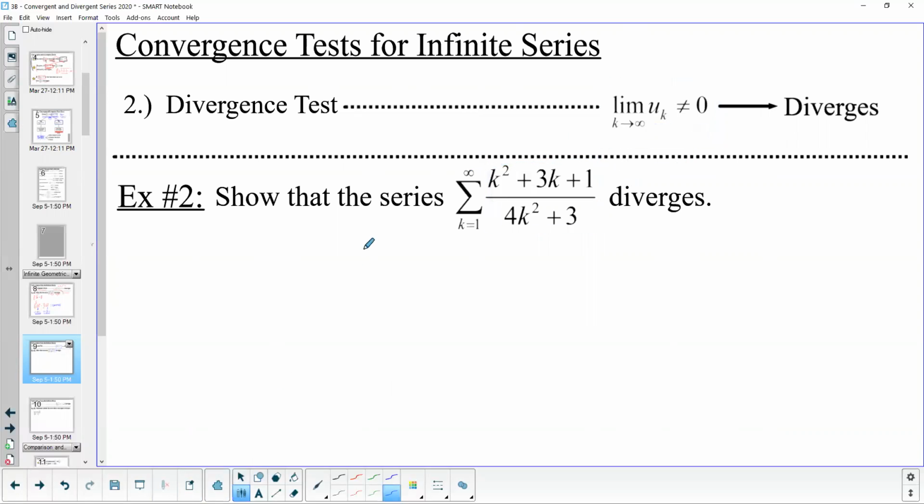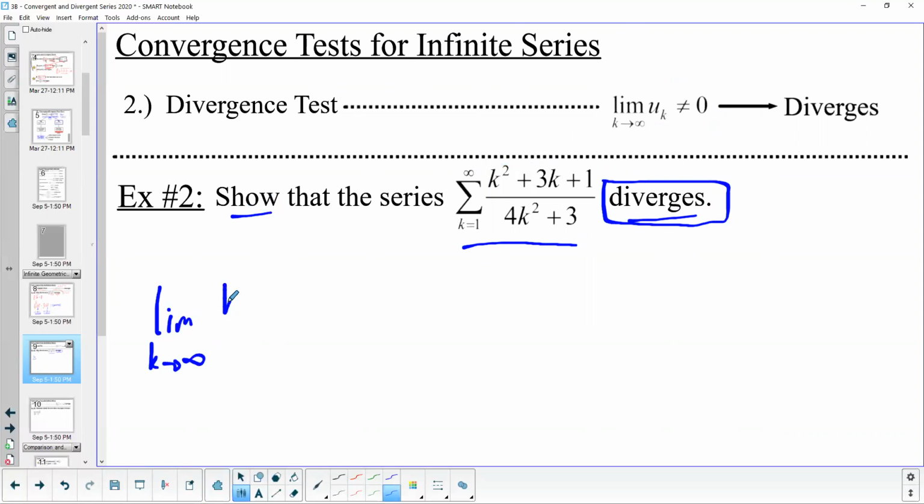So what we're going to do here is show that this particular series diverges. Again, they're using the word show, so we know this series diverges. You just have to prove it does. The way we do that is you look at the limit as k approaches infinity of our rule, which in this case is k squared plus 3k plus 1 over 4k squared plus 3.